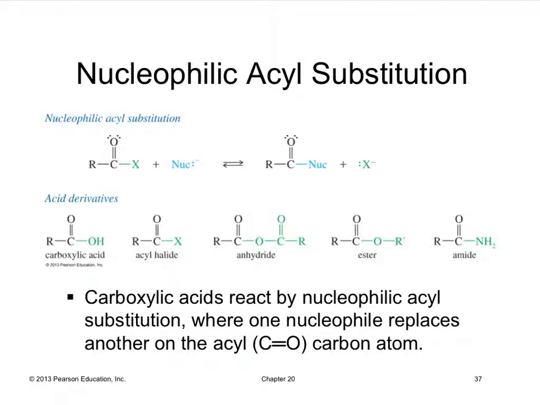In nucleophilic acyl substitution, you have an acid chloride or an acid halide, and your nucleophile comes in, attacks the center carbon, electrons go up to the oxygen, forms a tetrahedral intermediate, those electrons come back down and then kick out the halide to generate your acid derivative. Your carboxylic acid derivatives react by this nucleophilic acyl substitution, where one nucleophile replaces another on the acyl carbon atom.